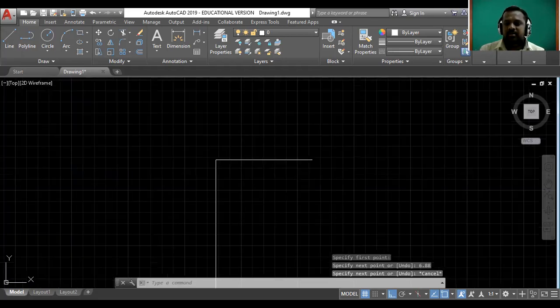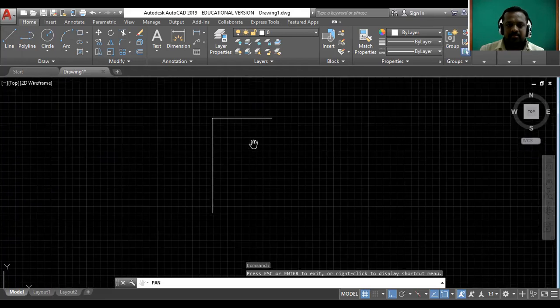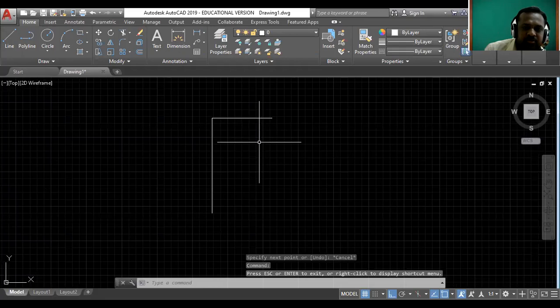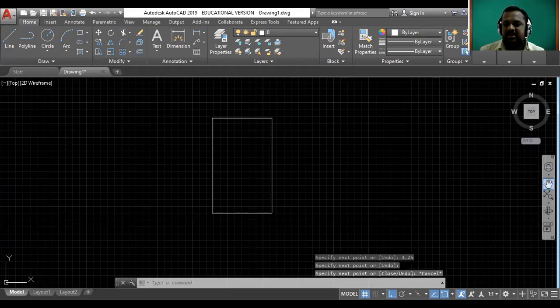6.88, enter S. Okay. Then now with the help of this dimension, we have to draw this rectangle again. In this side, 4.25, enter, and we have to join. Okay, it is clear?